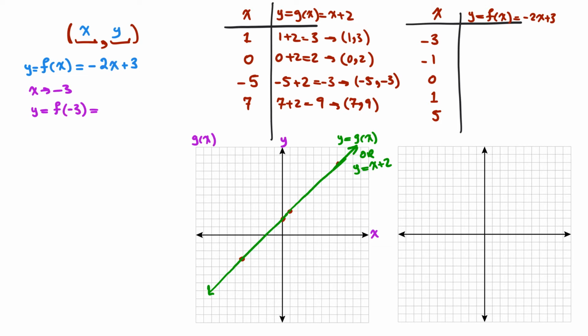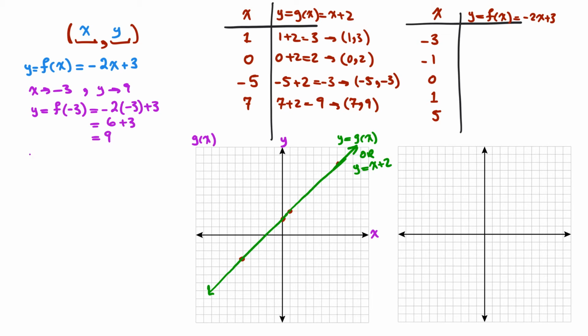So this is going to be negative 2 times negative 3 plus 3. Negative 2 times negative 3 gives me positive 6. Add 3 to it, and I get 9. So that means my first point for x is equal to negative 3, y is 9.